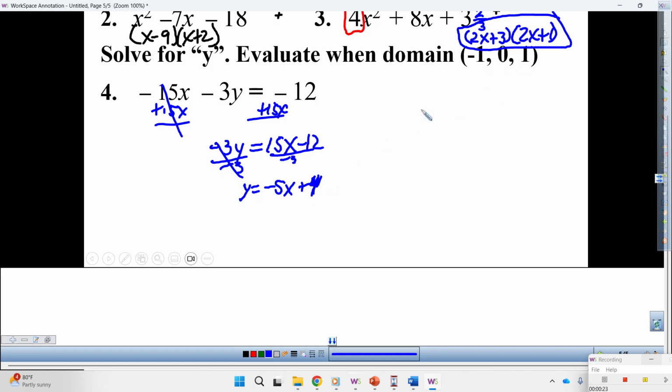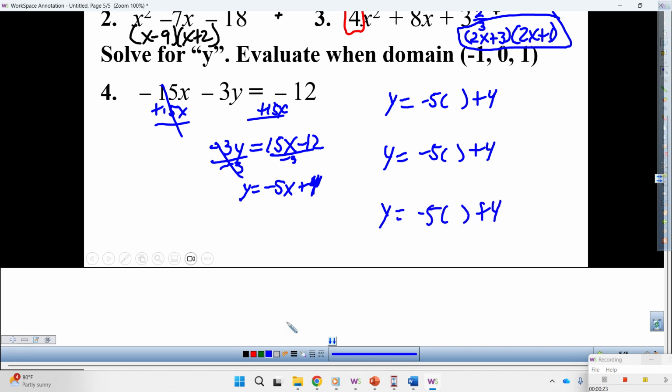And we're going to evaluate using those, so it's y equals negative 5 parentheses plus 4. I'm going to do that 3 times. All right, so my first value is negative 1. Negative 5 times negative 1 is 5. 5 plus 4 is 9. Next value is 0. Negative 5 times 0 is 0 plus 4. That is just 4. Last one, negative 5 times 1 is negative 5 plus 4. That's negative 1. Pretty straightforward, yes? Yes, Mr. Q. All right, good.